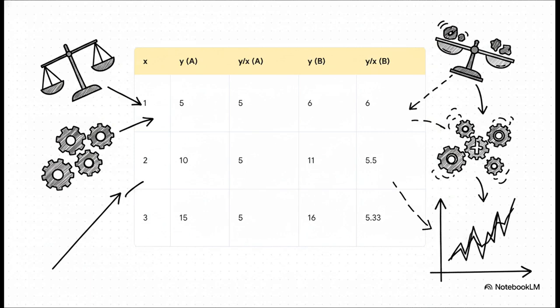Now look over at Table B. 6 divided by 1 is 6, 11 divided by 2 is 5.5, 16 divided by 3 is 5.33. See how the ratio changes with every single step? That right there shows us the mathematical chaos of a non-proportional relationship.